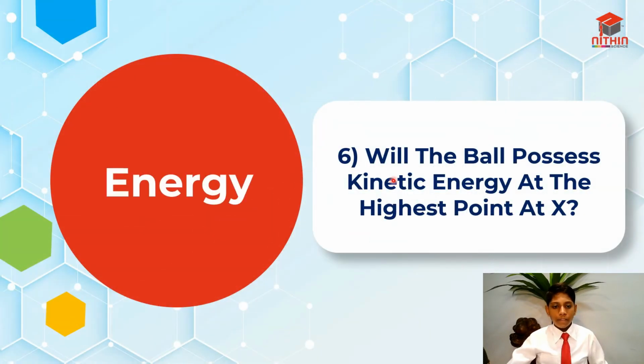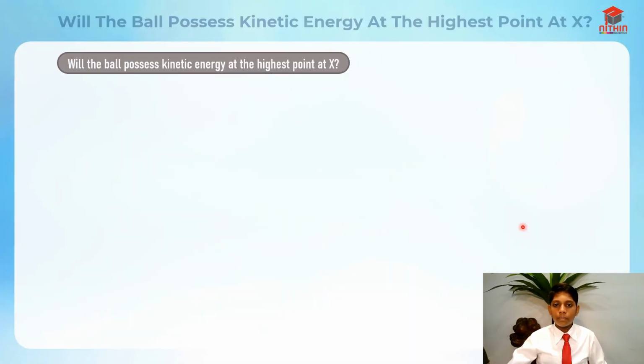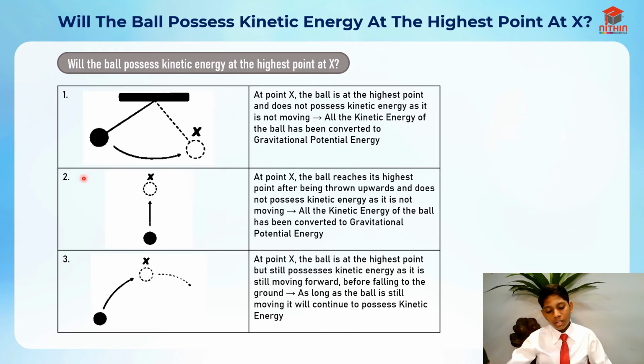Okay, now for the 6th segment of this video, I'll be going through: will the ball possess kinetic energy at the highest point at X? So there are 3 scenarios. One when the ball is swinging, second when I throw the ball up, and third when the ball is flying, if you throw the ball horizontally.